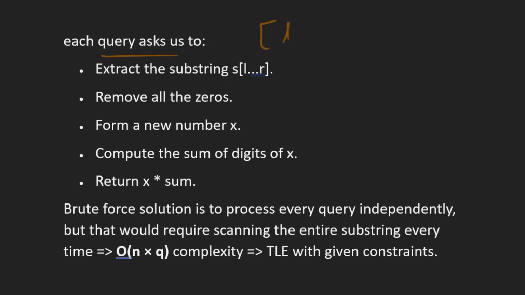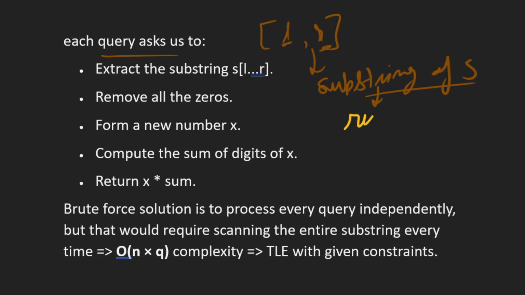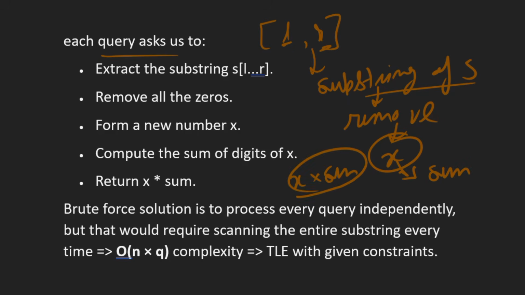Every query has two things, a left index and a right index. We first find the substring of s from index L to R, and then we remove all the zeros. Once we remove all the zeros, we get a new number called x. Then we find the sum of the digits of x, and at the end we return x times sum. So basically this is what the question is asking us to do.